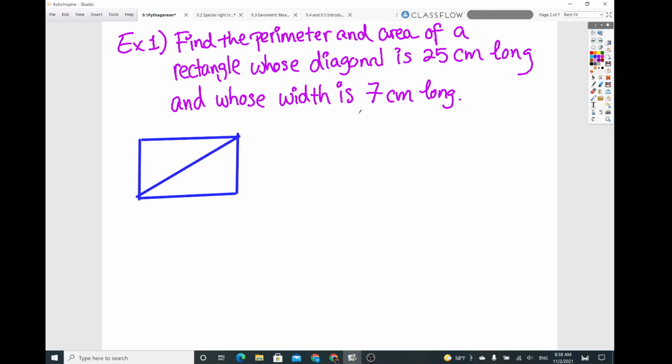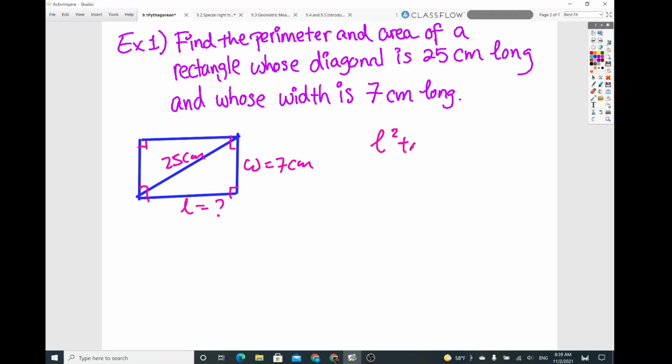So what we noticed already is the width is 7 centimeters long, and the diagonal is 25 centimeters. You might be wondering, the length is missing here. So basically we use the Pythagorean theorem. The reason we can use the Pythagorean theorem is that it's a rectangle, so it's a special parallelogram. The properties of a rectangle: all 4 angles are 90 degrees. That's why we can use the Pythagorean theorem.